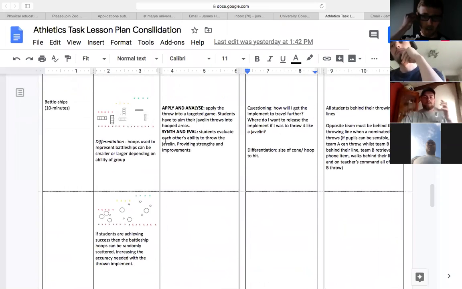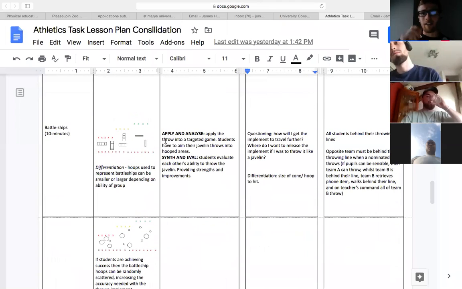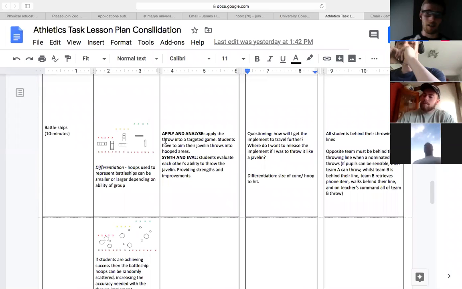And also making sure that we're doing our AFL, so that if we needed to go and visit a group at a time, rather than necessarily stopping the whole lesson to speak to kids.